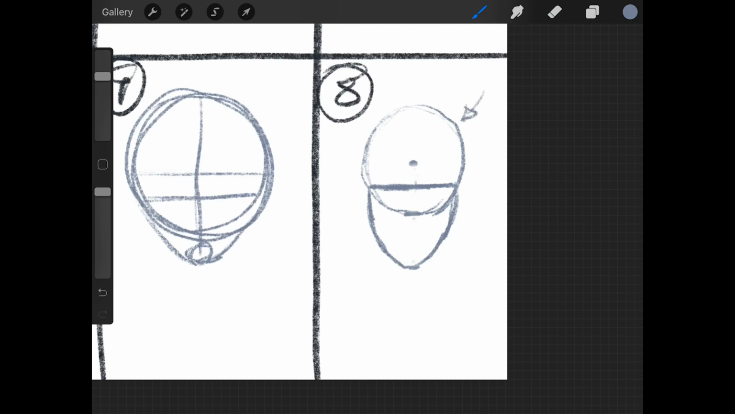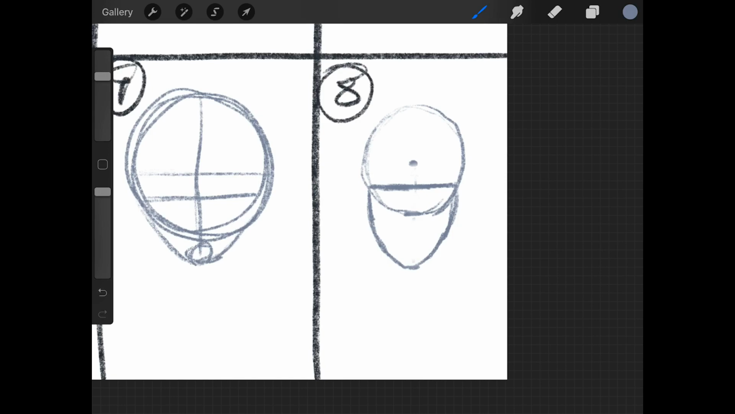So you've got a circle. You've got the center of the circle. You've got the chin marked the same distance as the radius of the circle. And you've got the eye line marked. And you've got the jaw line coming down from the eye line to the chin. Those are the basic proportions to start with.